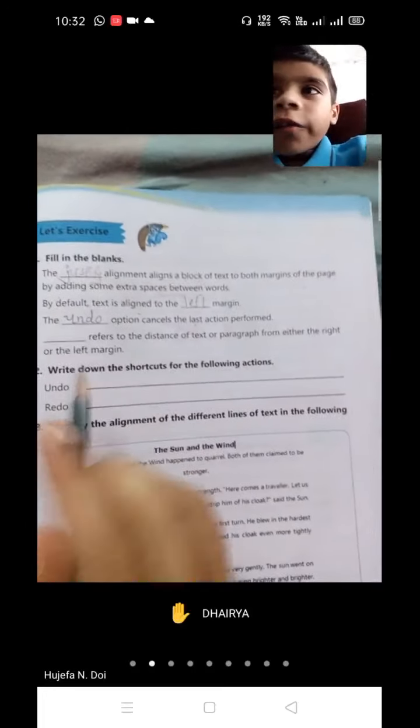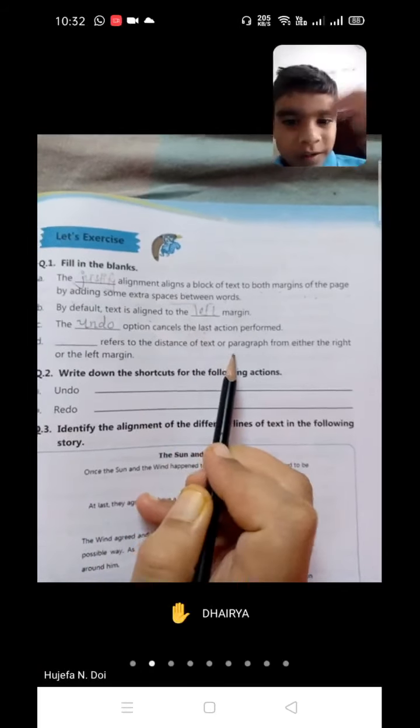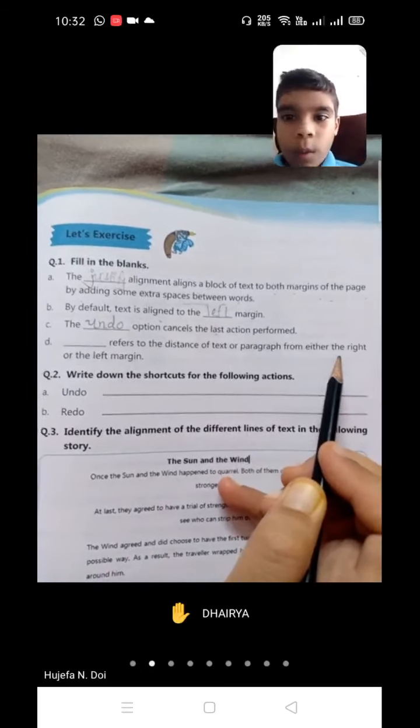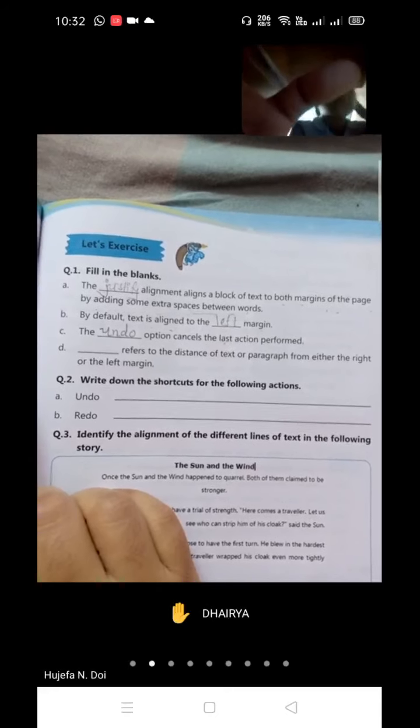D. Blank refers to the distance of the text or a paragraph from either the right or the left margin. Undo.